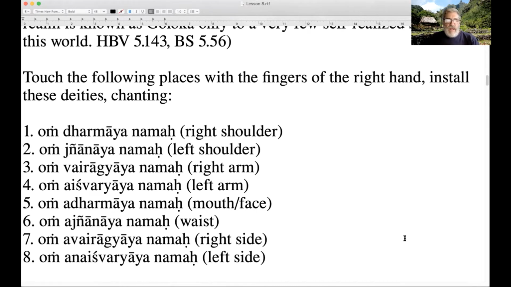Om Dharmaya Namaha, right shoulder. Om Jnanaya Namaha, left shoulder. Om Vairagyaya Namaha, right arm. Om Aishwaryaya Namaha, left arm. Om Adharmaya Namaha, mouth or face. We don't have to touch, we can just go near. Om Agyanaya Namaha, waist. Om Avairagyaya Namaha on the right side, and Om Anaishwaryaya Namaha on the left side. So these are eight places that we touch while chanting these mantras.